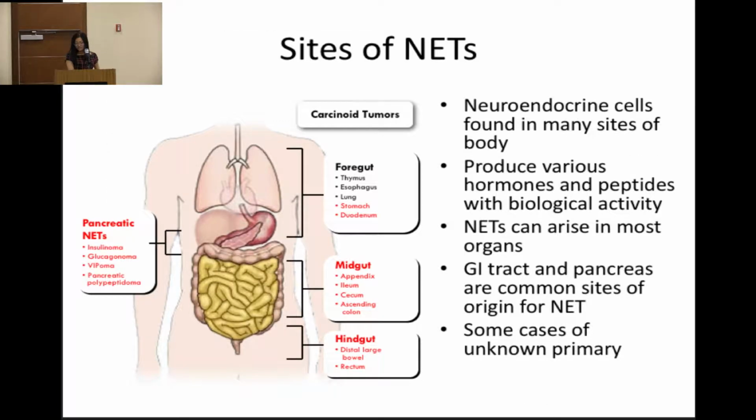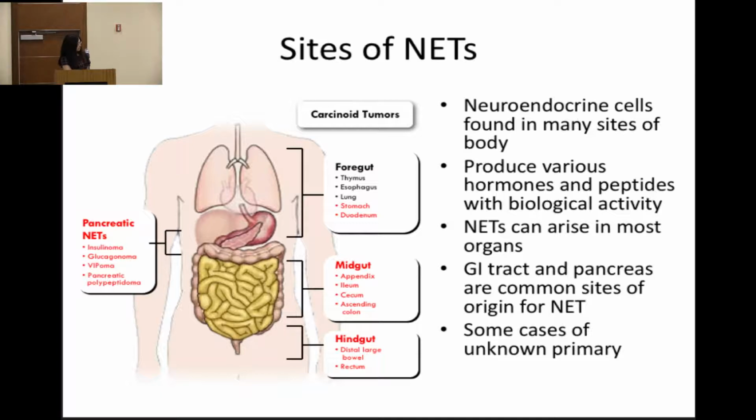Neuroendocrine cells are found in many different sites of the body, and they're cells that can produce a variety of bioactive amines and peptides, and these can sometimes cause clinical symptoms. Neuroendocrine tumors are defined as epithelial neoplasms with neuroendocrine differentiation. As you can see in this diagram, NETs can arise in many different parts of the body.